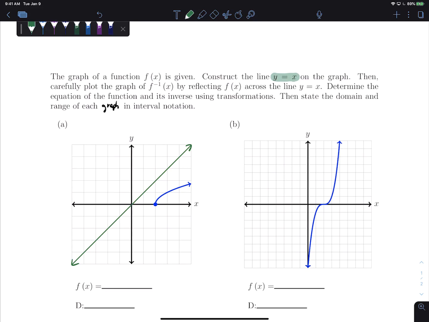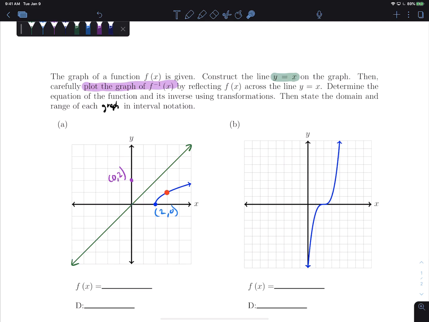Good. Then we want to carefully plot the graph of f of x. That's what we're going to do here. Plot the graph of f inverse of x. Okay, to do that, notice that there's a point here at positive 2, 0. So this coordinate here is 2, 0. Switch the x and y makes that the coordinate 0, 2. So that point must be on the curve.